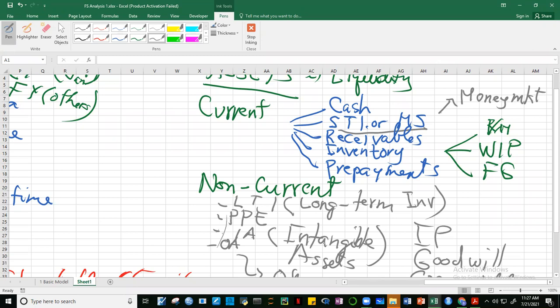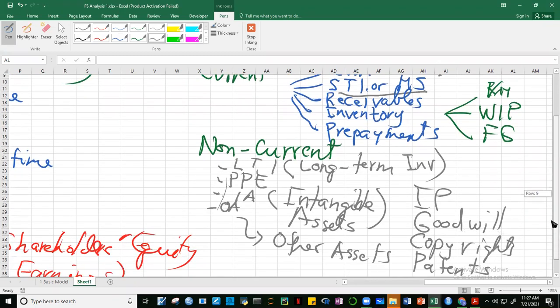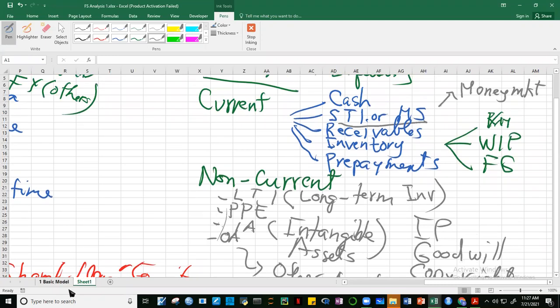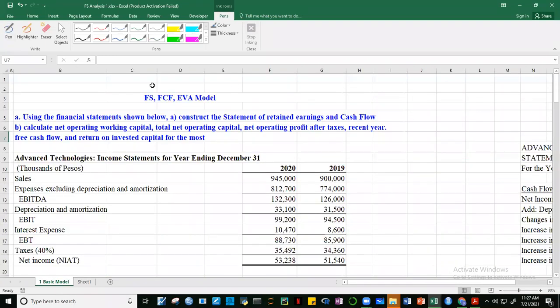Okay. So there's one other thing that I'd like to mention here. Mamaya na. Sige, let's go back here. Okay, so we have here the FS of Advanced Technologies. Income statement for year ending. Pag sinabing year ending, period yan, no? The whole of 2020 and the whole of 2019.